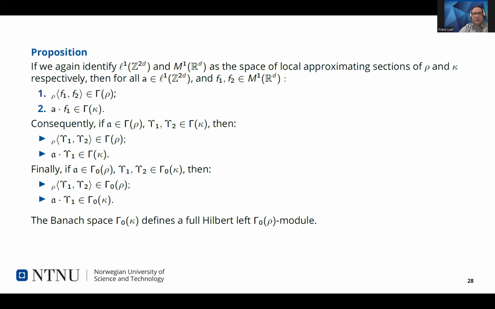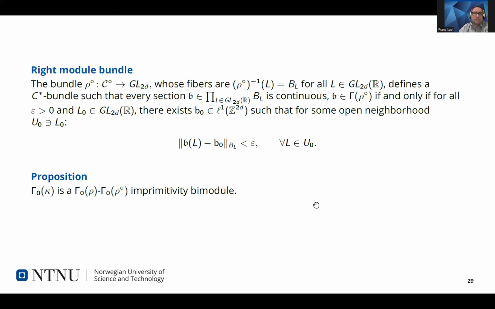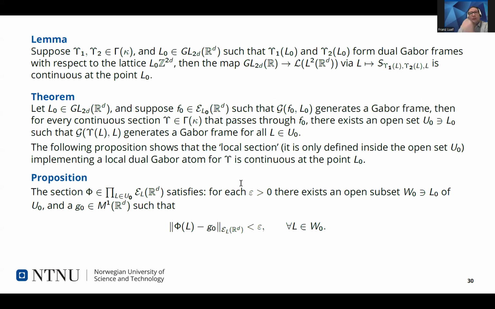And you do the same thing as before. I mean, we use all the time that we have this nice correspondence as a relation between L1 and M1. And so everything that we did before translates into the setting of bundles. And so you get a nice full Hilbert left gamma naught rho module. And you can do the same thing for the right module structure, and then you can show that fiber-wise it satisfies this imprimitivity bimodule construction, so it is an imprimitivity bimodule.